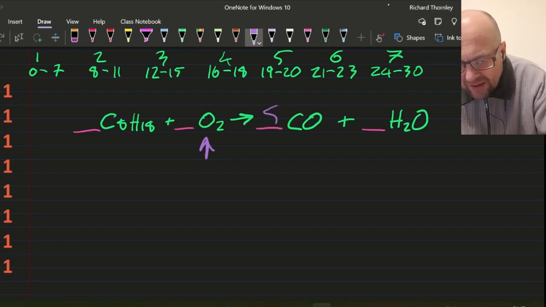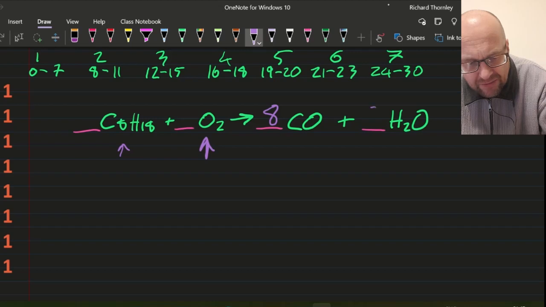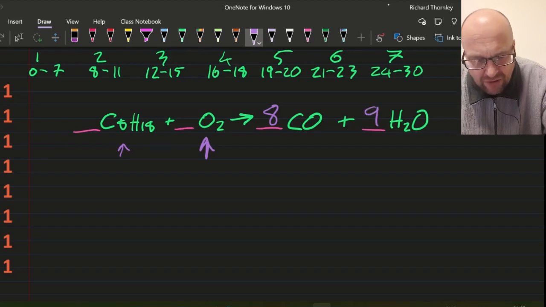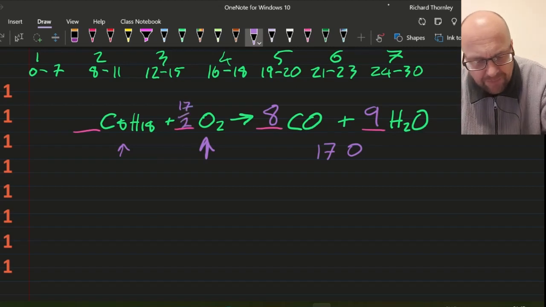There's got to be an 8 there, isn't there? Because of the 8 here. And there's got to be a 9 there to balance the hydrogens. Now I'm going to fix the oxygen. On this side, I've got 17 oxygens, okay? So that would mean I would need 17 over 2 there, wouldn't it?